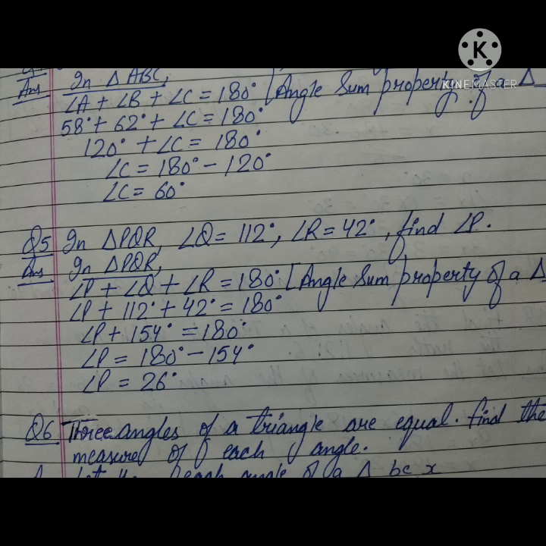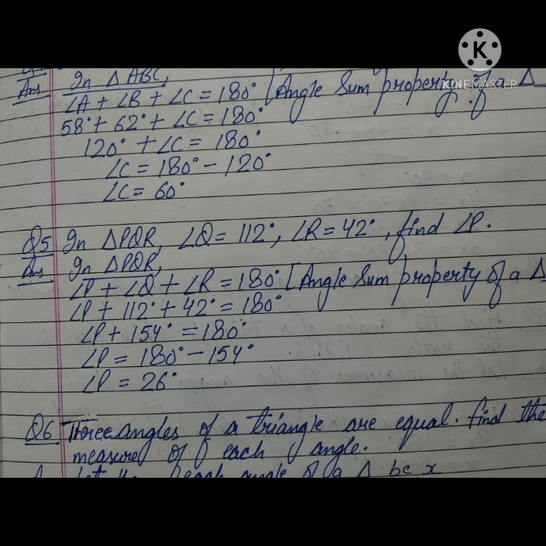In triangle PQR, angle P plus angle Q plus angle R is equivalent to 180 degrees. That is the angle sum property of a triangle. Angle P plus 112 degrees plus 42 degrees is equivalent to 180 degrees. When you add 42 to 112, you will get 154. So angle P plus 154 degrees is equivalent to 180 degrees. Angle P is equivalent to 180 degrees minus 154 degrees. Angle P is equivalent to 26 degrees.